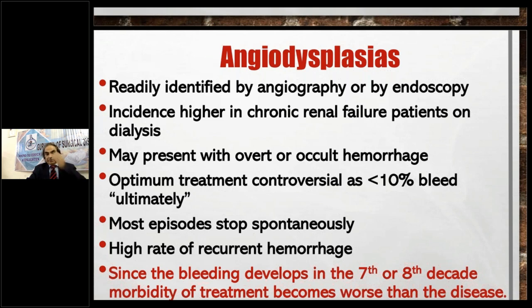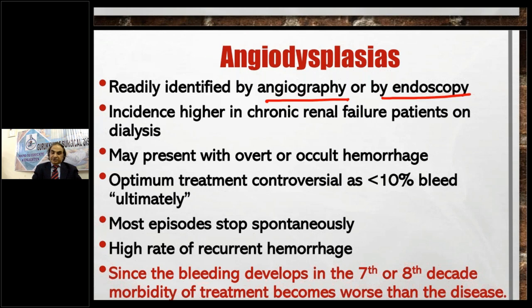That's why a lot of people think CT angiography is the first investigation that you do, because it indicates the diagnosis. It also shows whether it's bleeding or not. And you can also use therapeutic angiography to block it. We'll discuss that as I go along. So they can be identified by angiography or endoscopy.